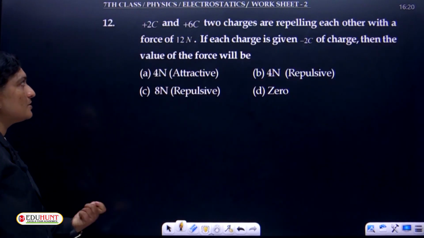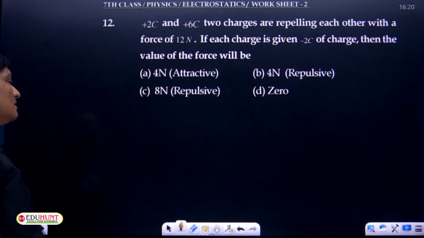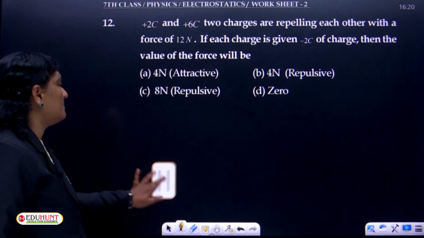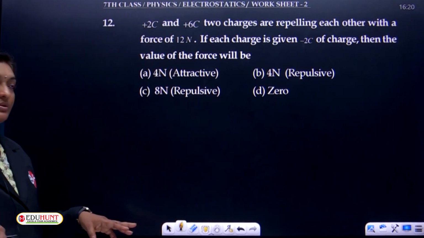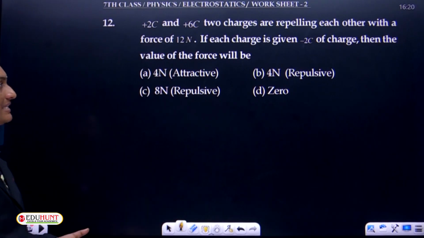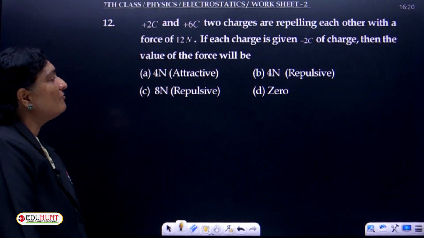Two charges, plus 2 coulombs and 6 coulombs, are repelling each other. Of course, because they are like charges, they repel each other with a force of 12 Newton. Now, force is given, two charges are given. If each charge is given minus 2 coulomb of charge, then the value of force will be.